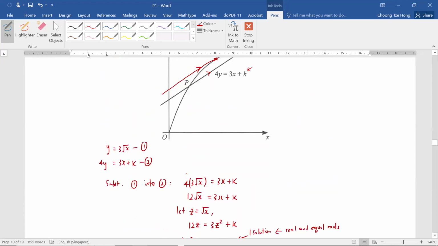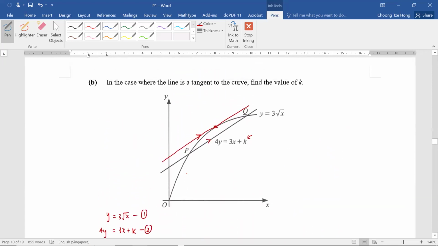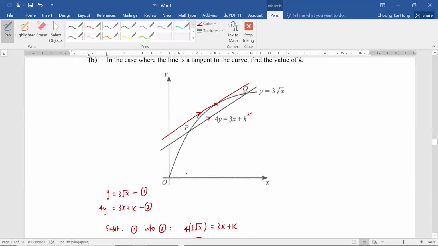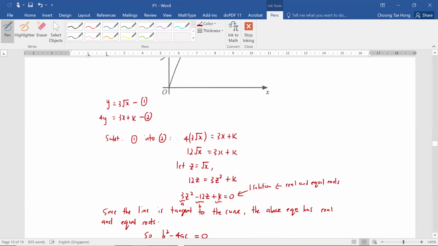So this particular question pertains to two different concepts. One is solving simultaneous equations to find the intersection point. We know that for a line tangent to the curve, there will only be one intersection point, so when we solve it, we should be expecting only one answer. In the context of a quadratic equation like this, once we arrive here, it means that this quadratic equation has real and equal roots. And we know that when a quadratic equation has real and equal roots, then its discriminant will be equal to 0, right?